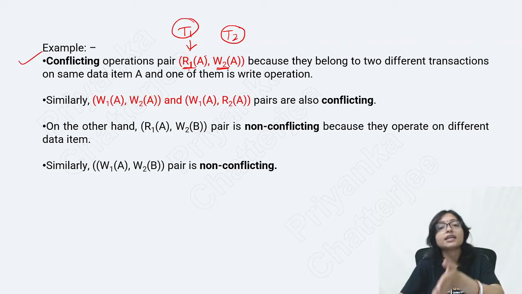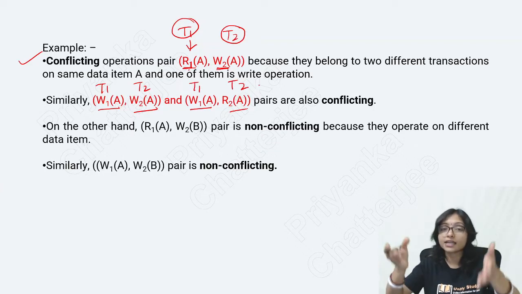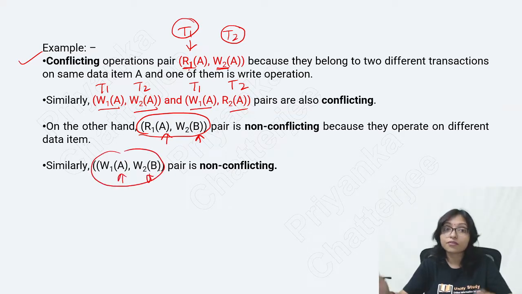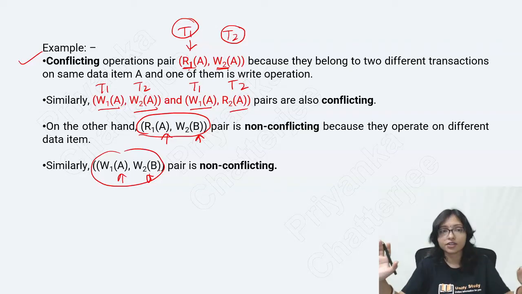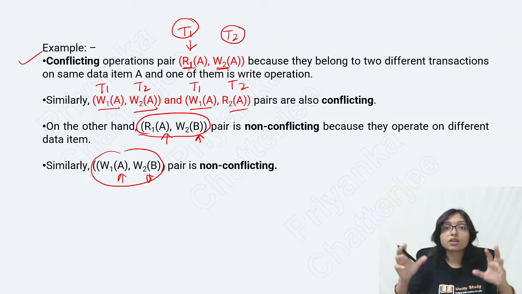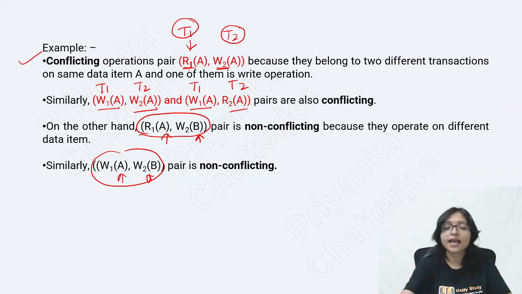T1 is reading, T2 is writing. That is a conflicting pair. Here T1 is writing, and here T2 is also writing. That is a conflicting pair. Here T1 is writing, T2 is reading. That is also a conflicting pair. But this is not a conflicting pair because these are two different data. This is also not a conflicting pair because they are two different data. I hope conflict is clear. What is a conflicting pair?